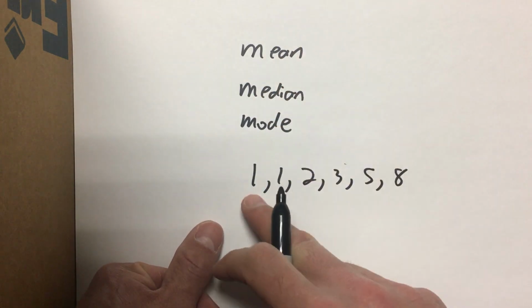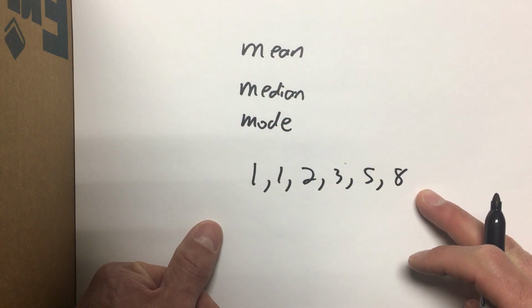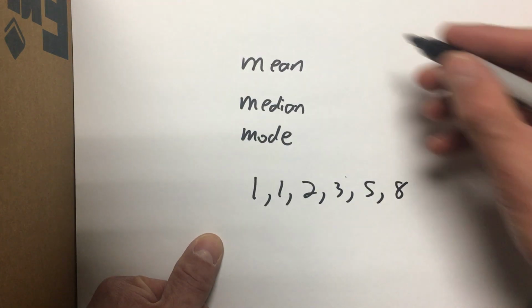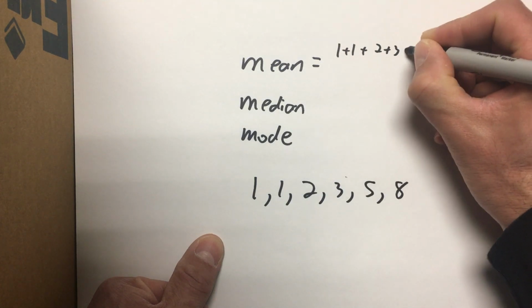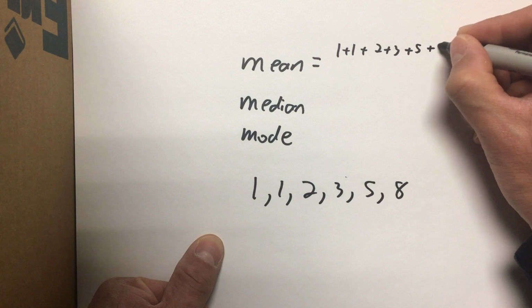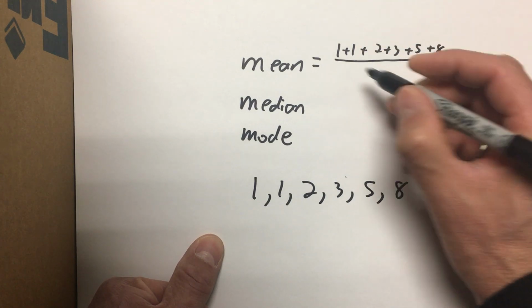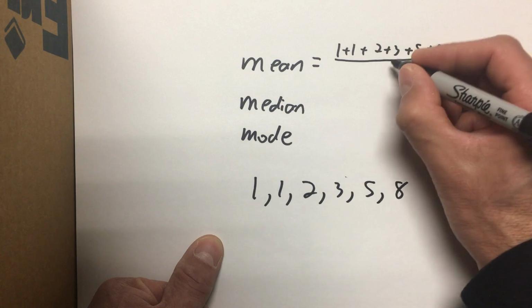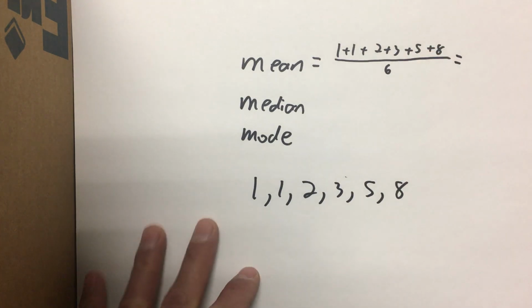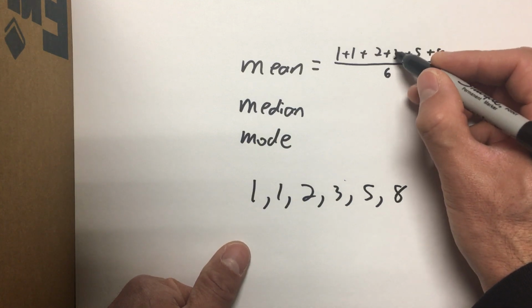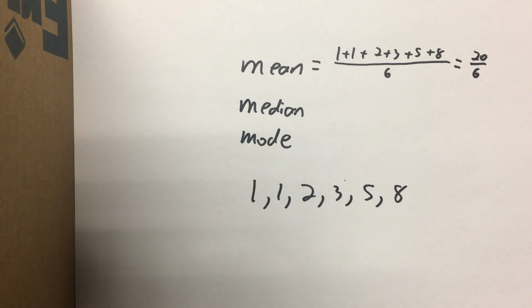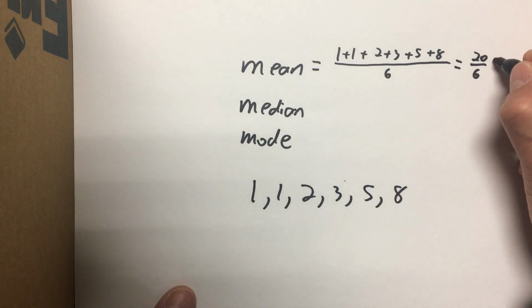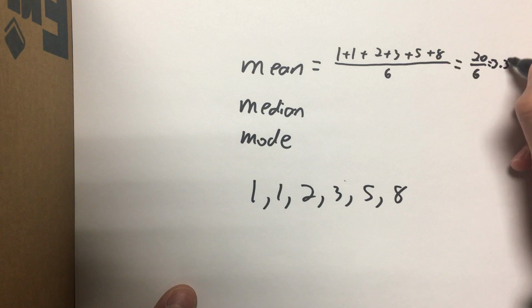The mean is what you get when you add all the numbers together and divide by the number of numbers. So the mean would be 1 plus 1 plus 2 plus 3 plus 5 plus 8, all divided by 1, 2, 3, 4, 5, 6. So it would be 13, 16, 18, 19, 20 divided by 6. And 20 divided by 6 is 3.3. Well, that 3 is repeating.